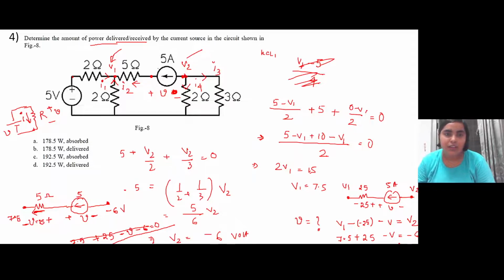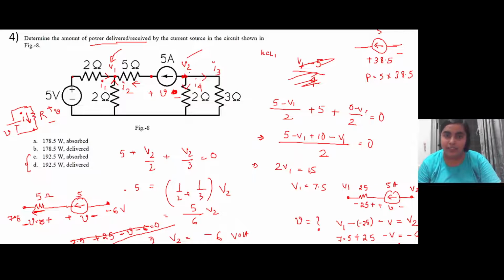Now you have the voltage across this particular current source. So you can calculate power, P equal to V into I, right? So the voltage is 38.5 and current is 5 ampere. So power will be equal to 5 into 38.5. Now can anyone say whether this is absorbing power or delivering the power? So let's first calculate the value, 5 into 38.5. So it is 192.5. So either it is option C or it is option D.